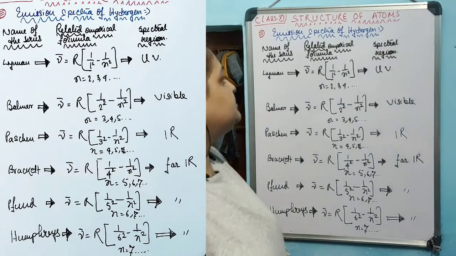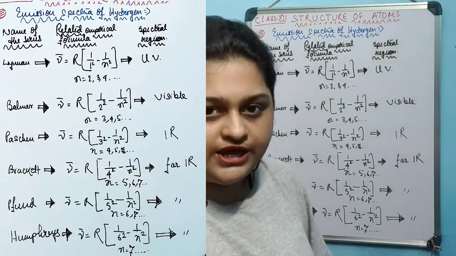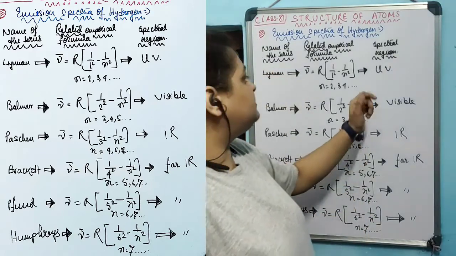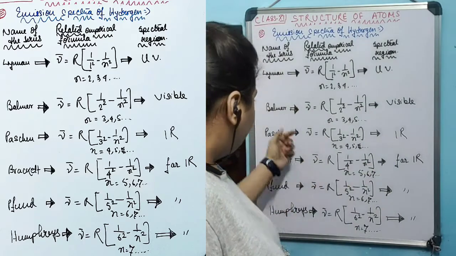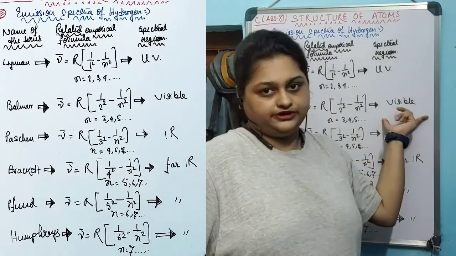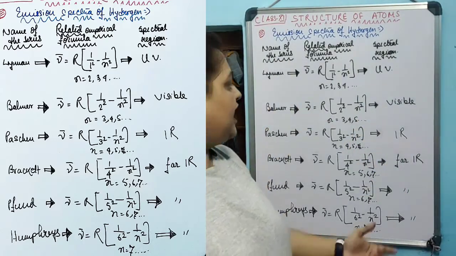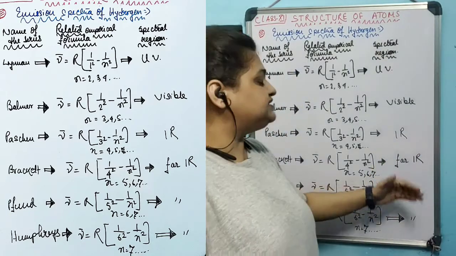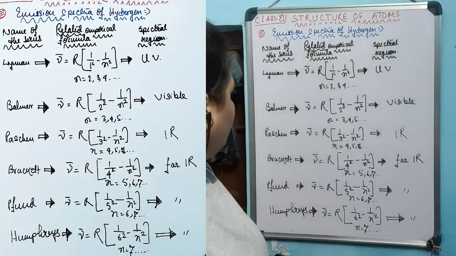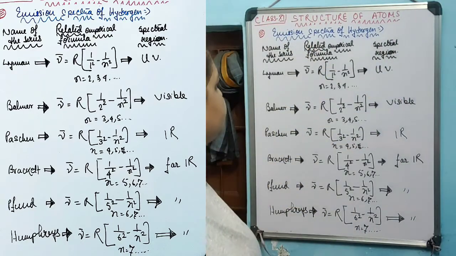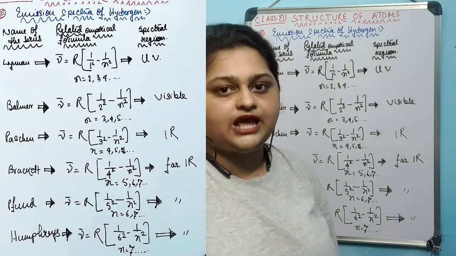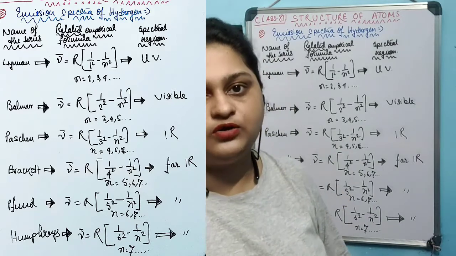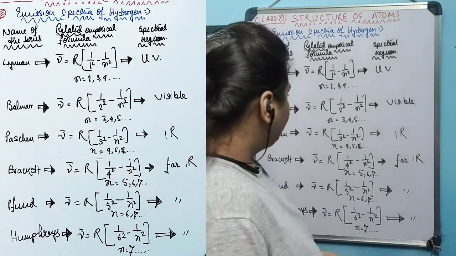All of them have a spectral region in which these spectral lines lie. Like the Lyman series lies in the UV region, the Balmer series lies in the visible region, the Paschen series lies in the IR region, and the Brackett, Pfund and Humphrey series lie in the far IR region. So out of all these six spectral series that can be observed in the emission spectra of hydrogen, only the Balmer series is visible to the naked eye of humans.